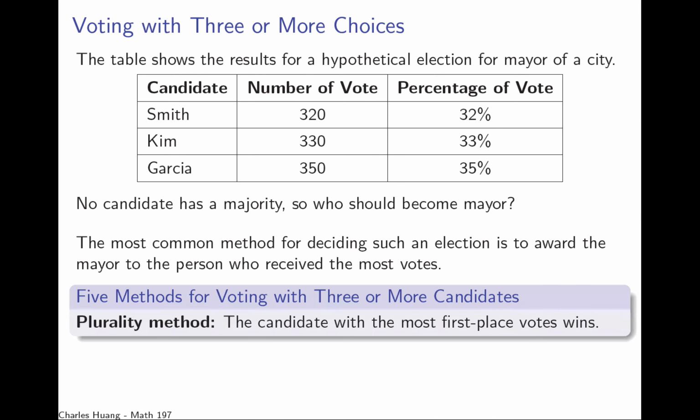The first method is called plurality. The person with the most votes wins, even if they don't have a majority. In this case, Garcia is the plurality winner.